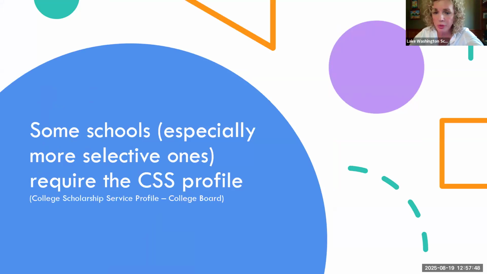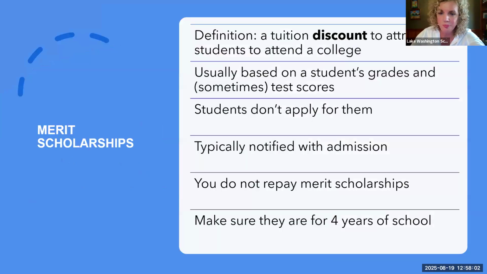And then just know that some schools, especially the more selective ones like University of Michigan, in addition to the FAFSA, will require the CSS Profile, which stands for the College Scholarship Service Profile, and it's put out by the College Board.